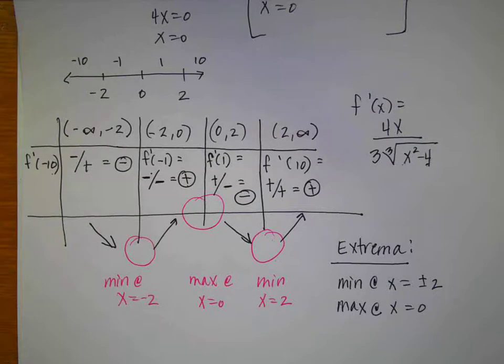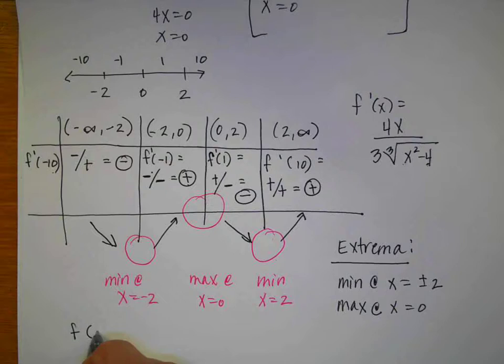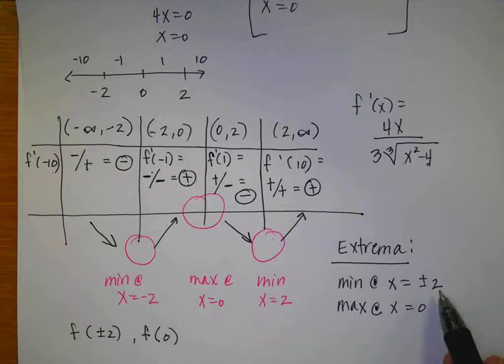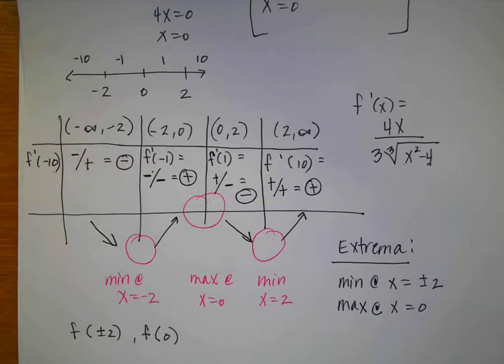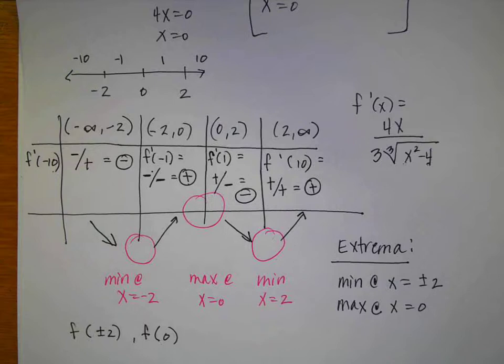So then if I wanted to, I could critique and find out if they were relative or global or absolute. But at this point, they just ask us to find extrema, and so we could stop here. If I wanted to find the y values of these points, I could evaluate f of plus or minus 2, and I could evaluate the original function at 0, and then I could find the coordinates for my extrema. But what I want to do next is talk about the graph a little bit and talk about what we have found.